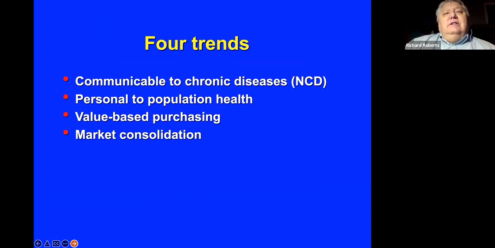There are four trends that I see at the global level that are affecting every country and every health system, though to varying degrees, depending on where you are. The first is a distinct shift in the source of morbidity and mortality from communicable or infectious disease to chronic disease, or what the World Health Organization calls non-communicable disease, NCD. In every country now, it's the chronic diseases, cardiovascular, respiratory, cancer, that are the major sources of death.